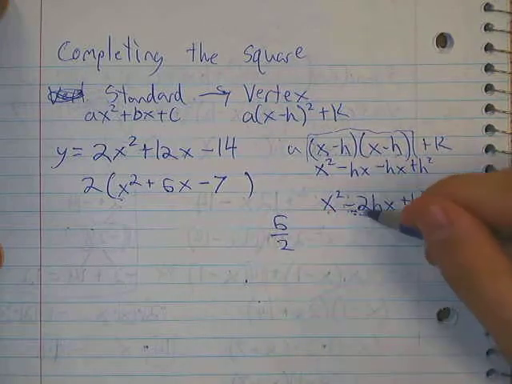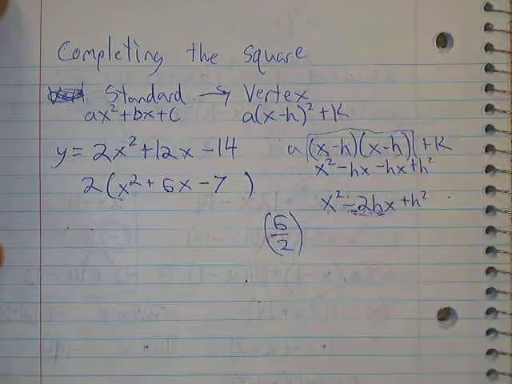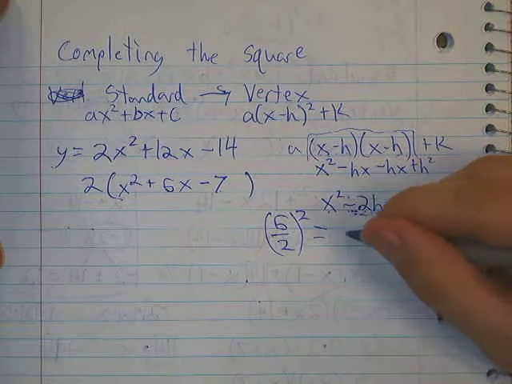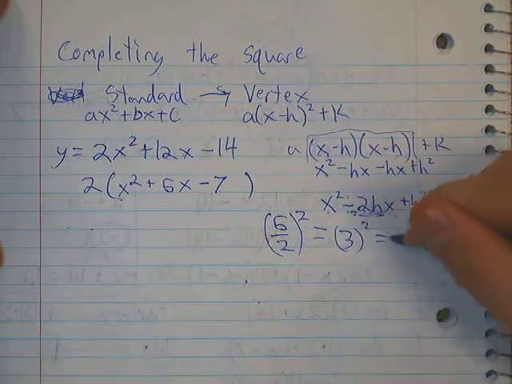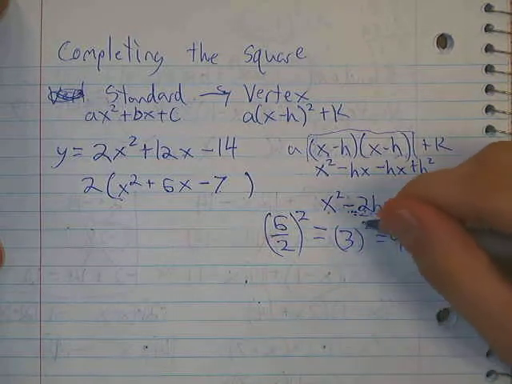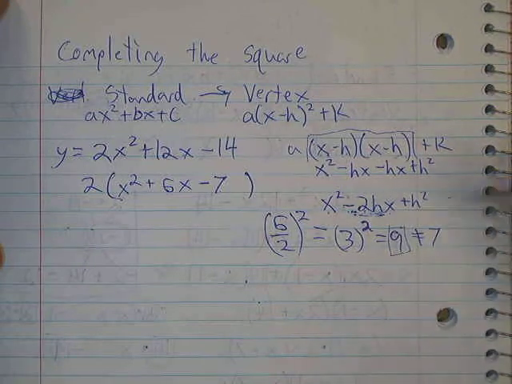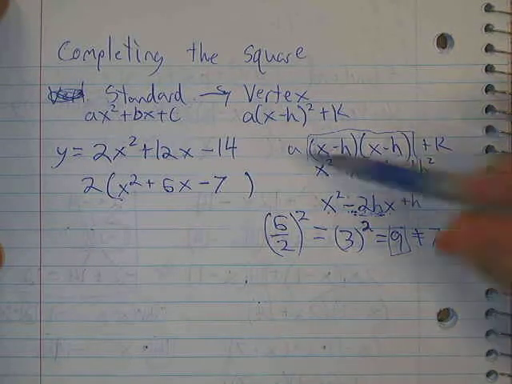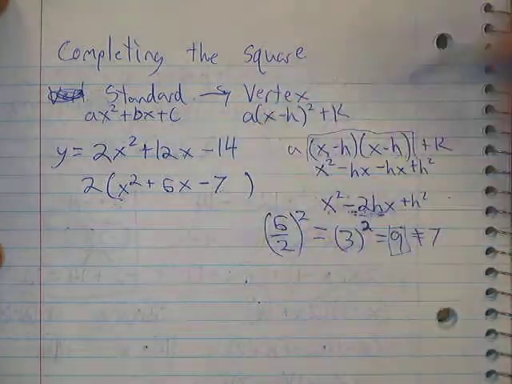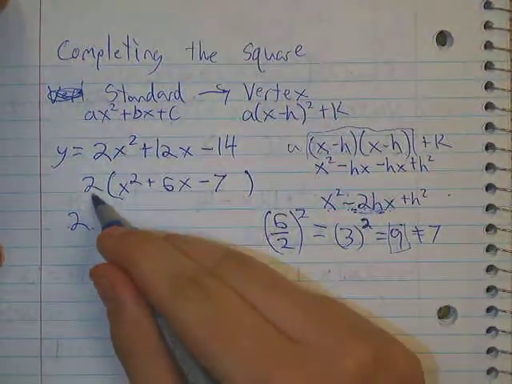I'm going to take 6 and divide it by 2, because it should be double what I want for my h value. And I'm going to see if that squared is 7. Well, 6 divided by 2 is 3. Squared is going to give me 9. And 9 is clearly not the same as 7. Now, I want this number to be my c value for my standard form.